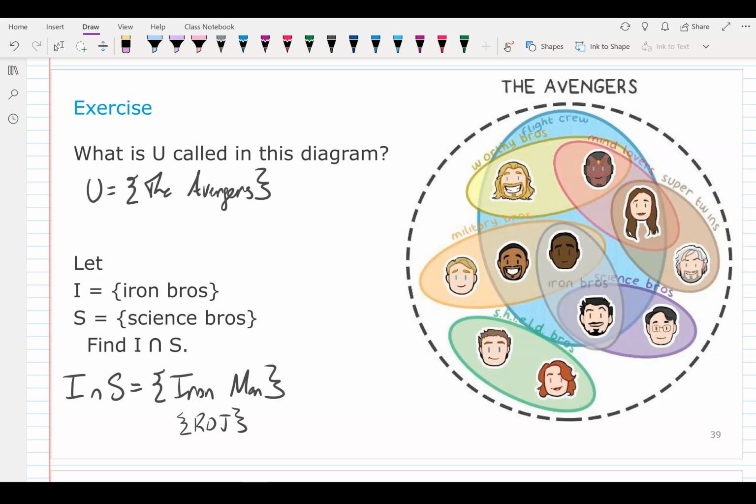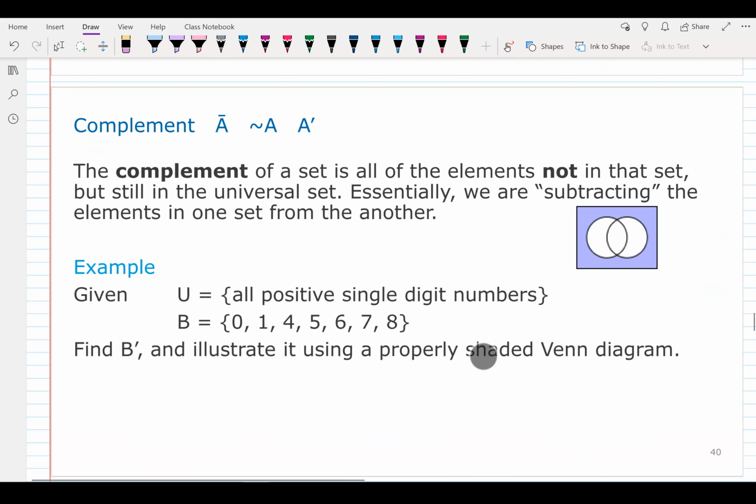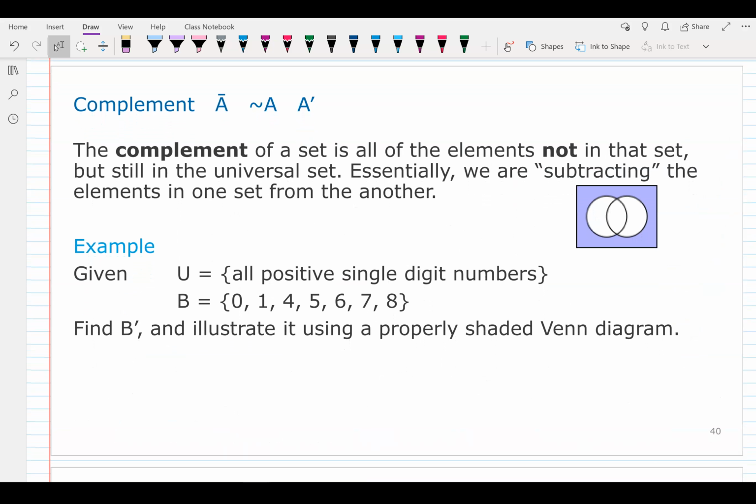But the idea is that we're given a universe of characters, in this case the Avengers, and we can do some set intersections and unions if we wanted to, or just basic operations. So finally, let's do complement. This video is almost finished. The complement of a set is all the elements not in that set, but still in the universal set.